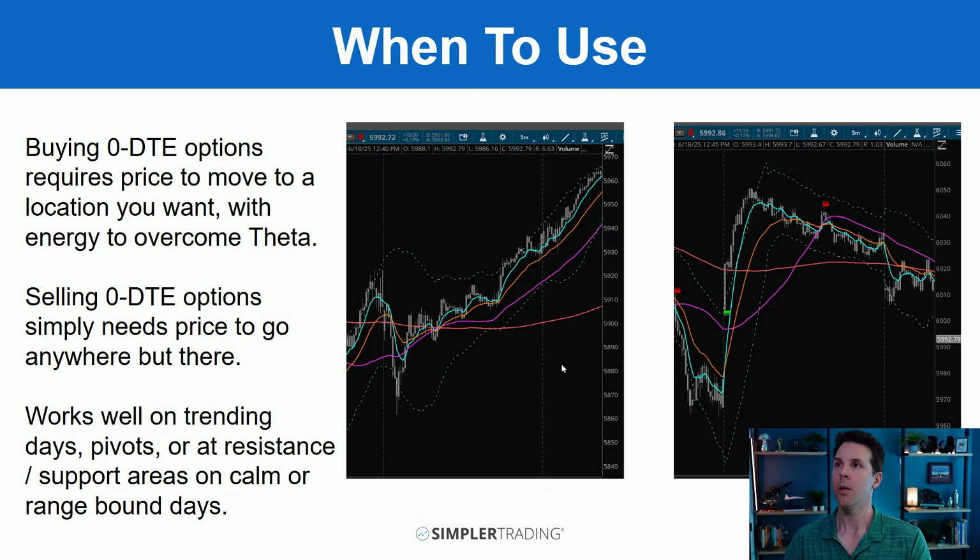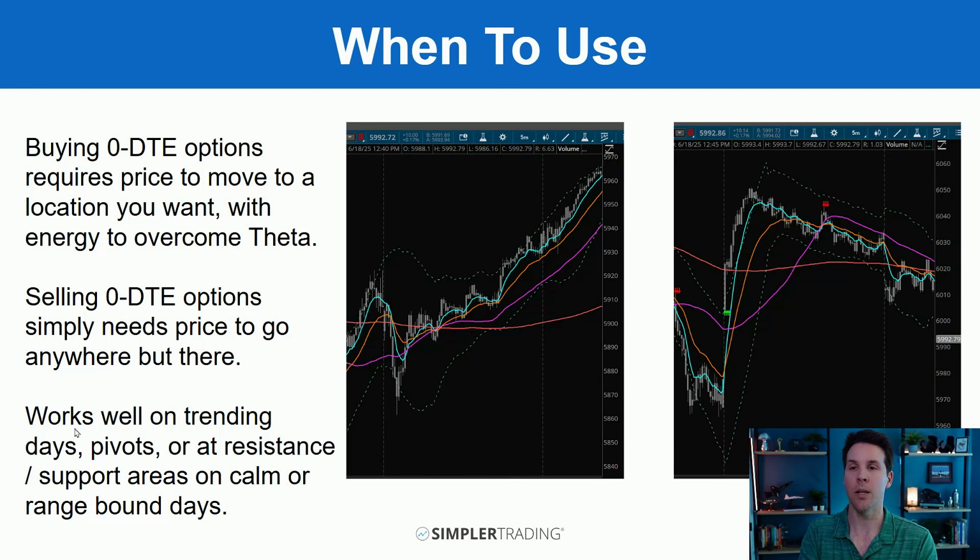Okay, so here are two examples of when to use credit spreads versus going long the market or buying a directional option. So remember, buying a 0 DTE option requires price to move to a location that you want with energy in order to overcome theta decay. Okay, so you need a big move. Selling 0 DTE options simply needs price to go anywhere but there. I just don't want price to go there, and then I can make money. So it's kind of a nice way to look at it.